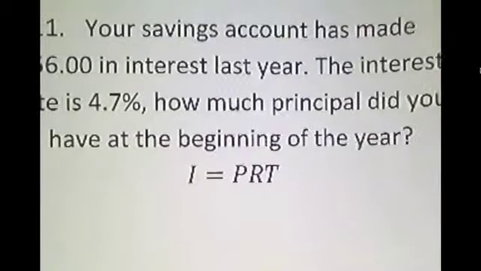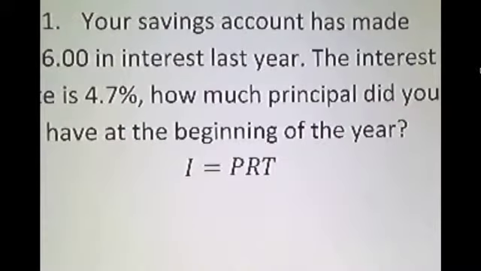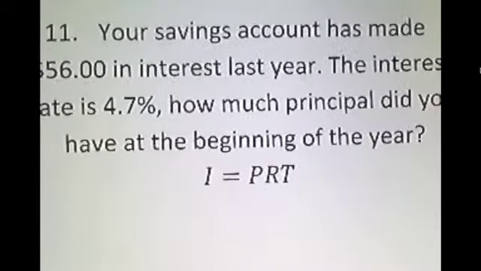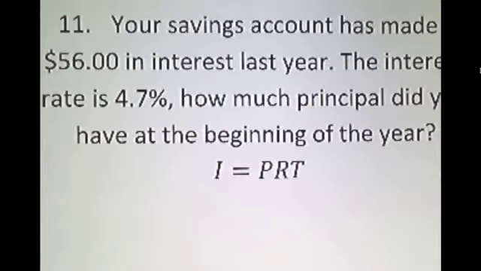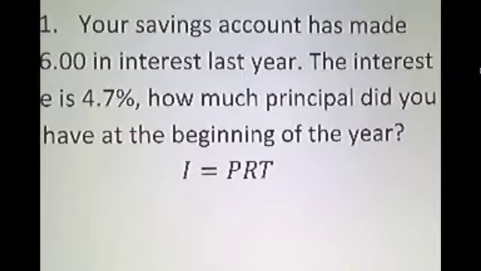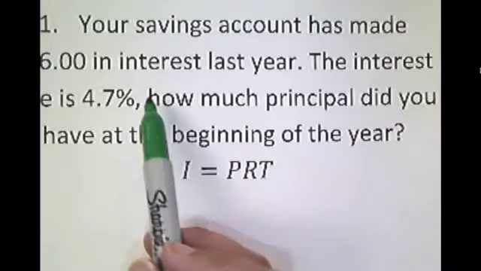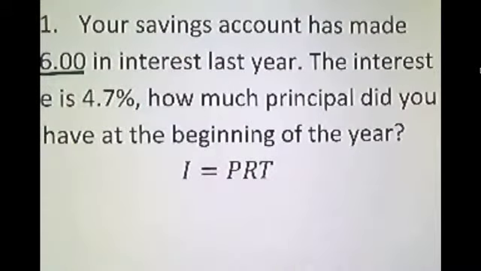Another formula that is used in our daily life: a savings account has made $56 in the last year. The interest rate is 4.7%. How much principal did you have at the beginning of the year? Please remember that the principal is the amount of money that you're borrowing or investing. The interest that we made is $56.